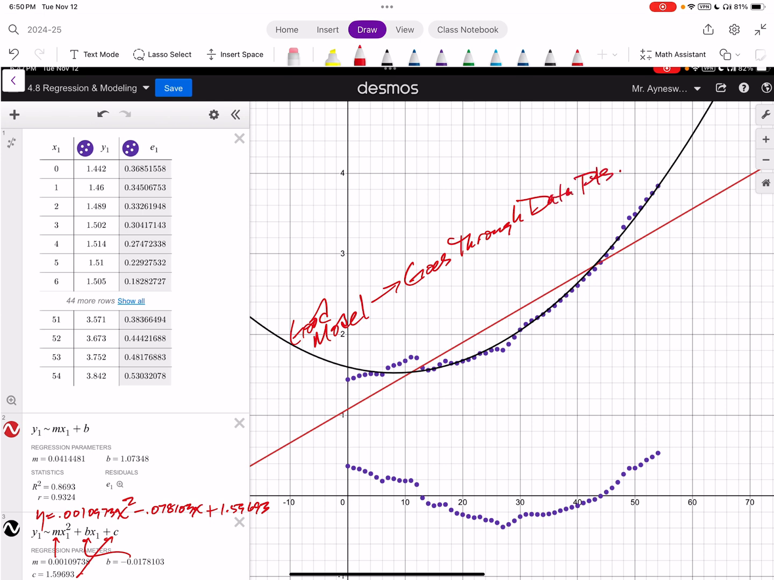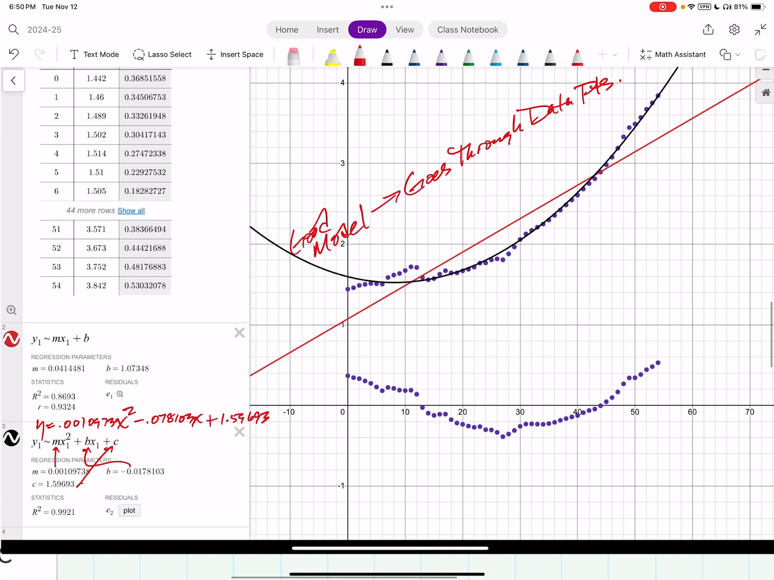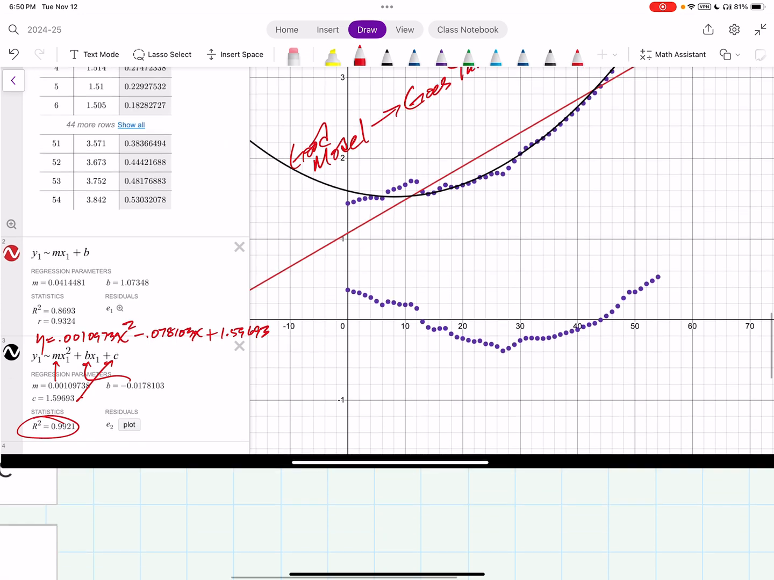So write some notes to yourself. Visually, it's really easy to see if the model's good. You can even look at the R squared value right here. When this is close to 1, if you look at it right here, that tells you that it's a really good model. Very good model.